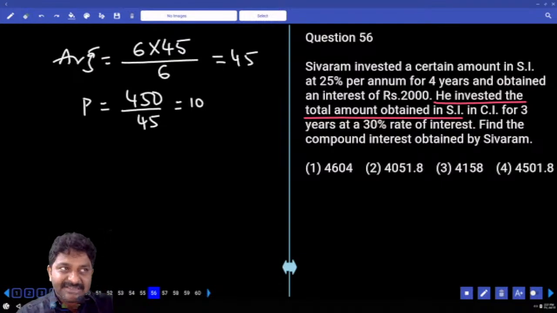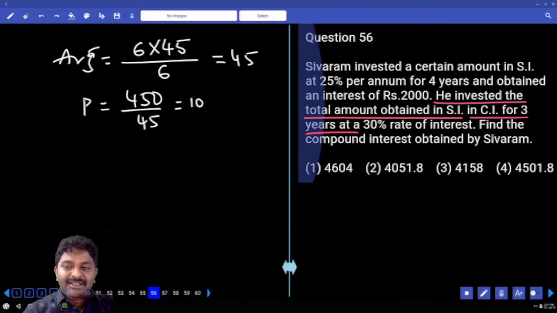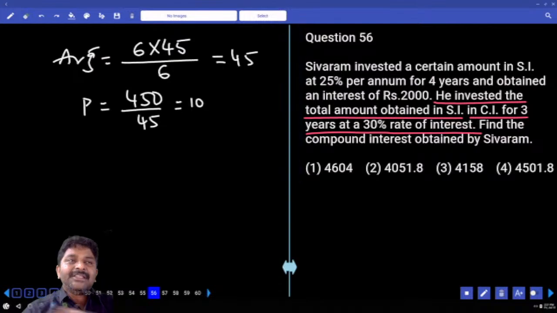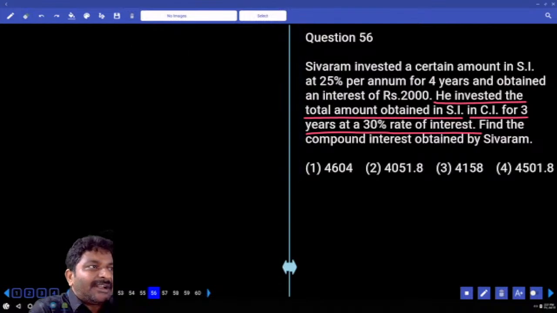4000 amount. That is invested now in a new scheme in compound interest for 3 years at the rate of 30% per annum. At the rate of 30% per annum, if I have to return it after 1 year, how much percentage should I return?